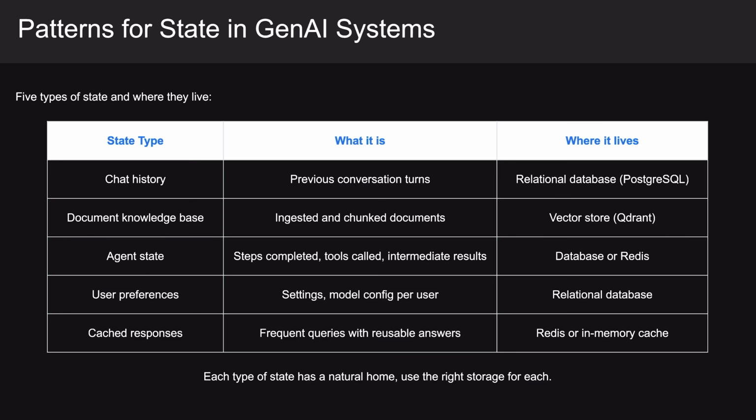Quick recap. Stateless means each request is independent. Simple to scale but no memory. Stateful behavior means the system remembers across requests and that memory lives in storage, not in FastAPI itself. FastAPI's job is to coordinate. Read from storage, process, write back. Keep that boundary clean and your system stays scalable and testable.